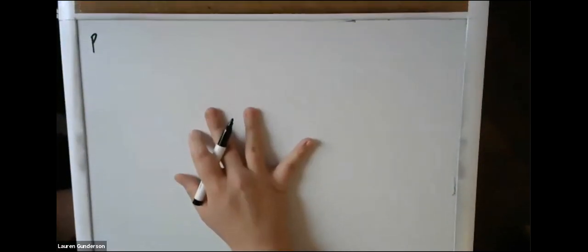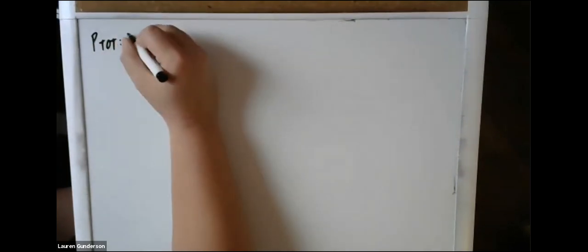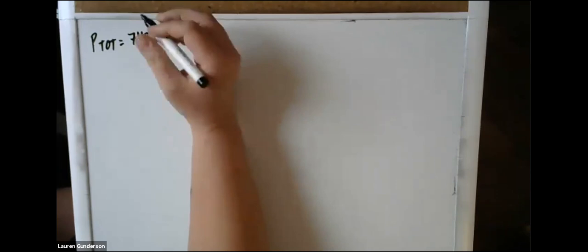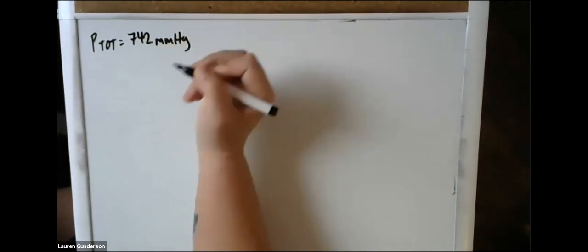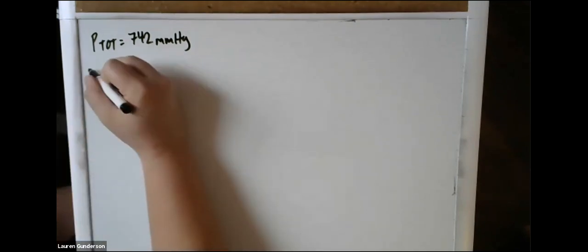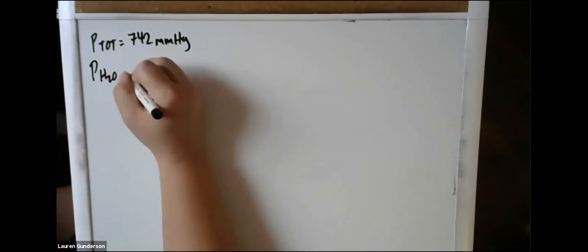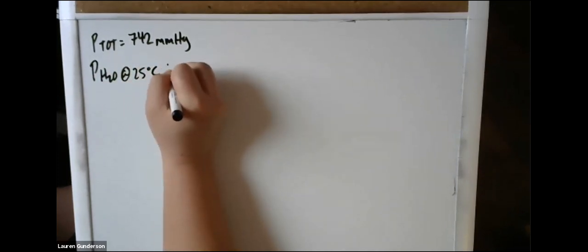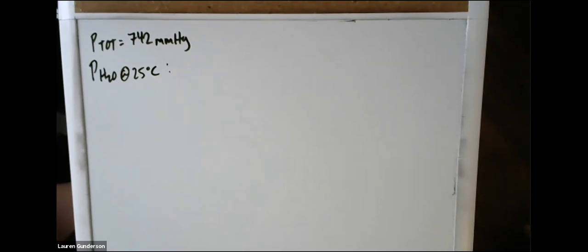Okay, so we're going to approach this very similarly to the last problem. First of all, we have a total pressure of 742 millimeters mercury. Okay, so I'm going to look back at the table. Pressure of H2O at 25 degrees Celsius. And I'm going to find the vapor pressure of water at 25 degrees Celsius. It's 23.78.